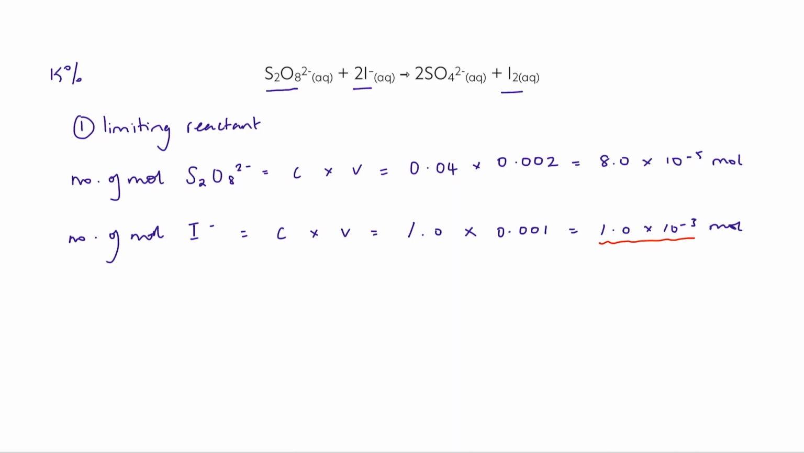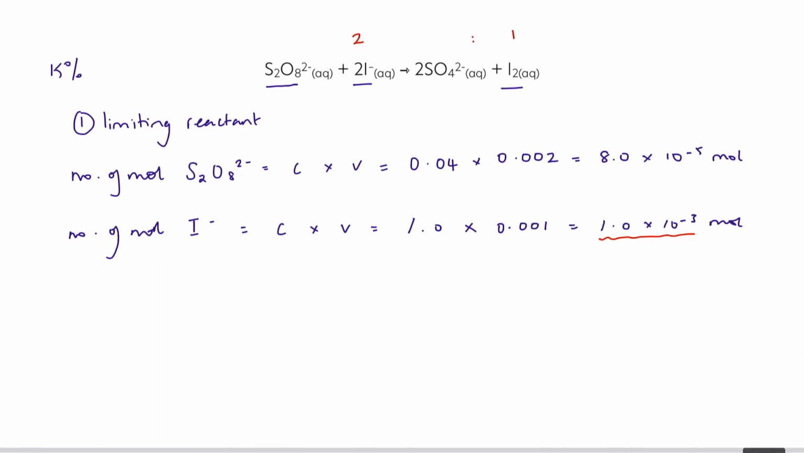The ratio of iodide ions to iodine is 2:1, which means that the maximum amount of iodine that I could have made would have been 5.0 times 10 to the minus 4 moles. What does that tell me? Well, it tells me that the peroxide disulfate is my limiting reactant. I can't make more iodine than 8.0 times 10 to the minus 5 moles because I will have run out of my peroxide disulfate ions at that point.